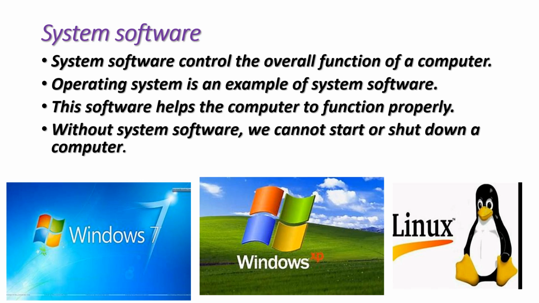Operating system is an example of system software. This software helps the computer to function properly. Without system software, we cannot start and shut down a computer. Examples of operating system software are Windows 7, Windows XP, and Unix.